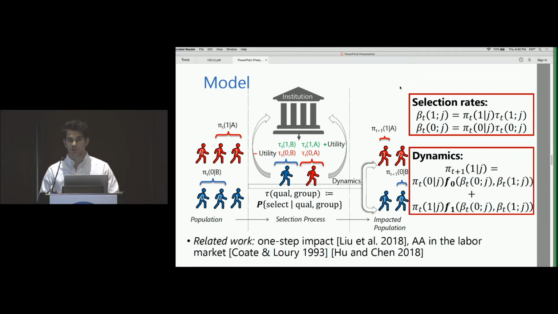So recent work in the machine learning community has tried to look at the one-step effect of fair decision-making, however, ignoring feedback cycles. And a huge literature exists in economics that has tried to look at dynamic specifics of the labor market.